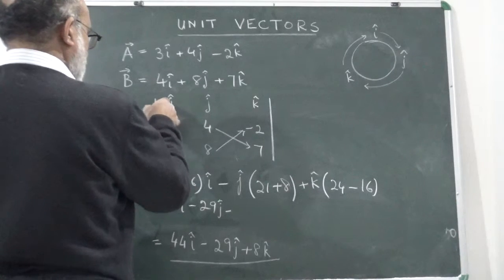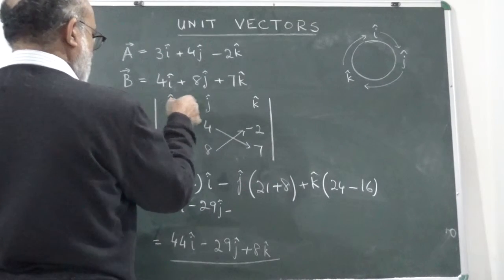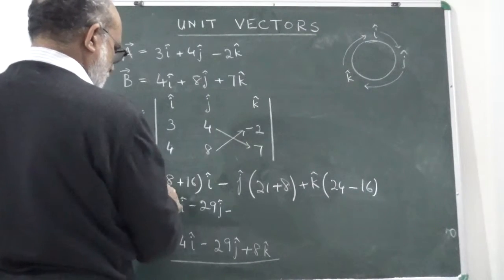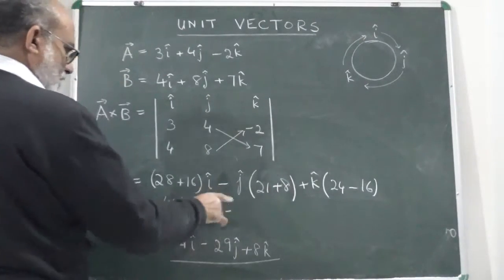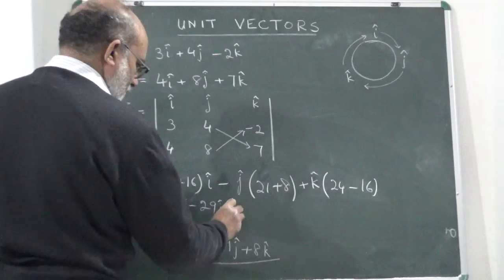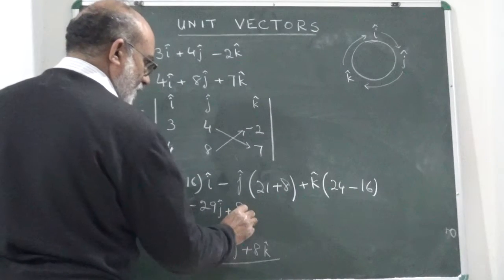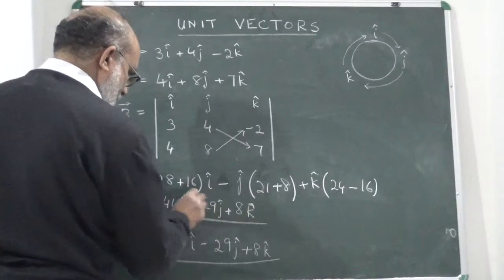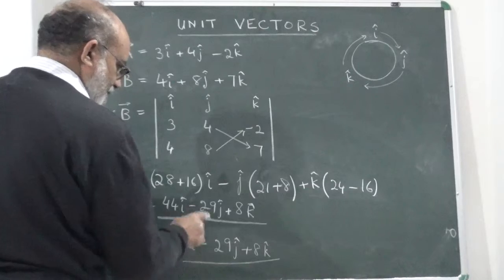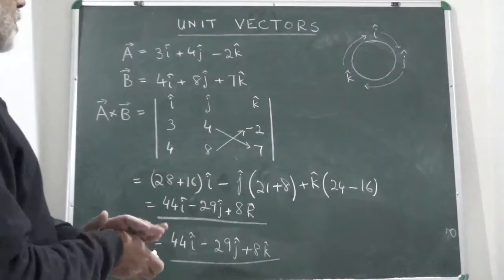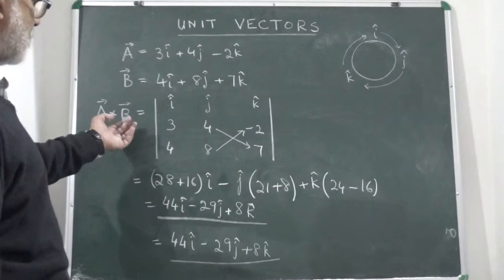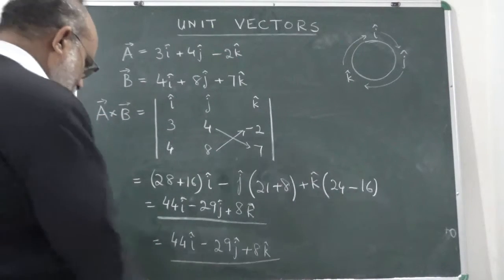In the determinants we use plus, minus, plus. So this is plus, this is minus, this is plus. So it is minus 29 J, and this is again 8 K. So this is the same result as we have obtained here. You can take any process, either the determinant process or that simple process.